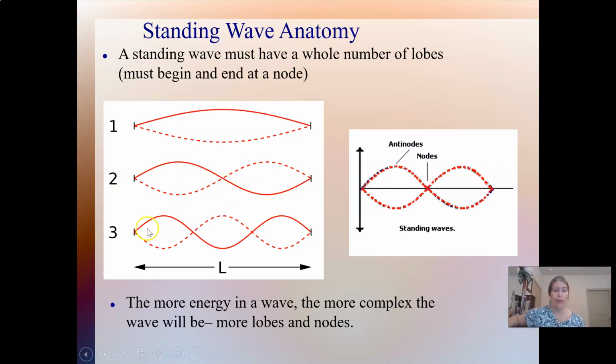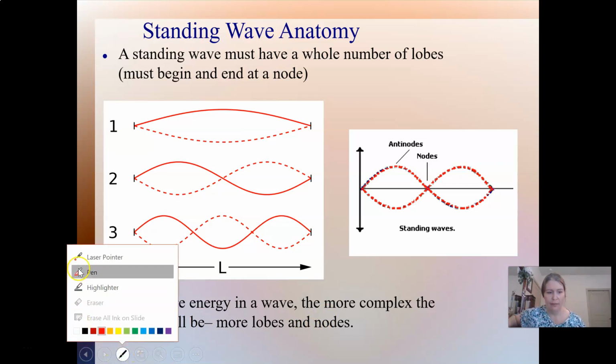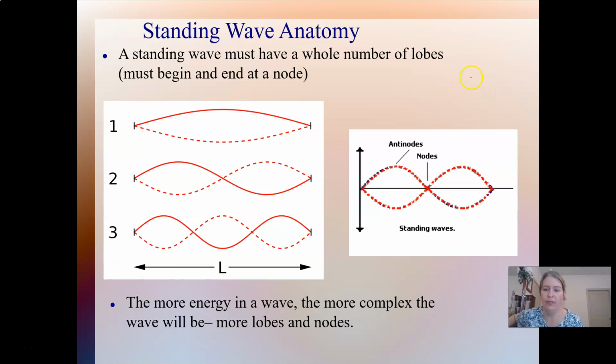This is a node. And if I put even more energy in, I can make a more complex standing wave that has three antinodes. And you saw in the demonstration that when they had a bunch of lobes and nodes on the wave, it had that motor spinning really, really fast. So the more energy there is, the more complex the wave will be. But you can never have half a wave or half a lobe.